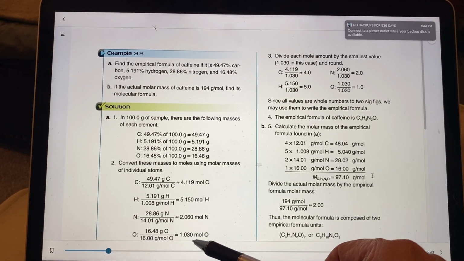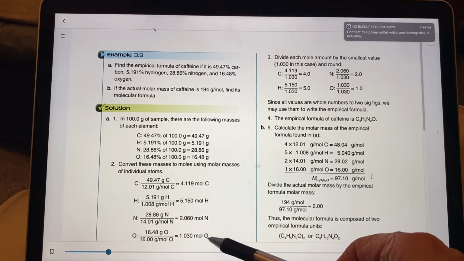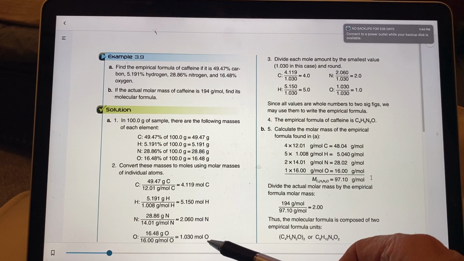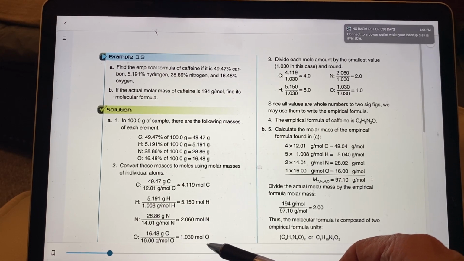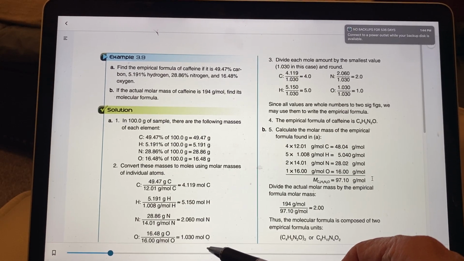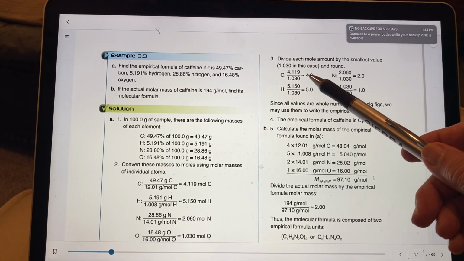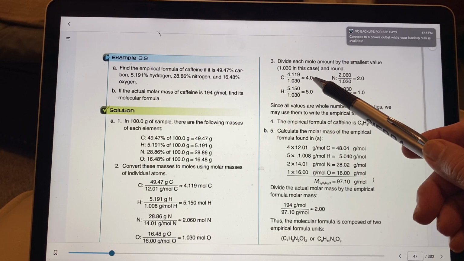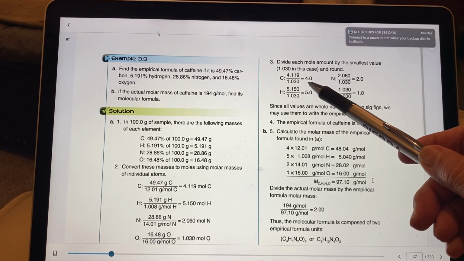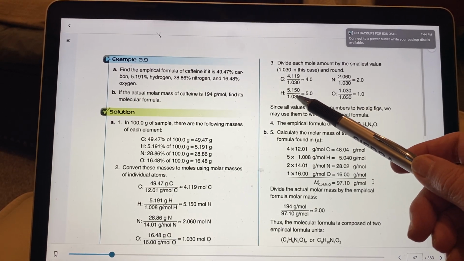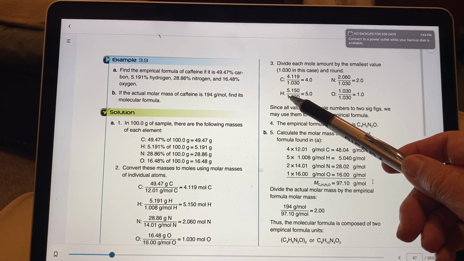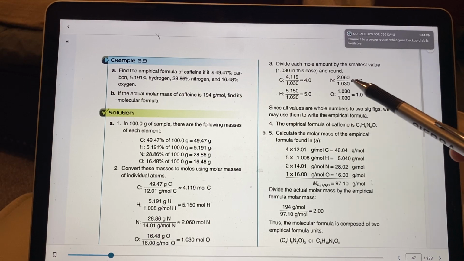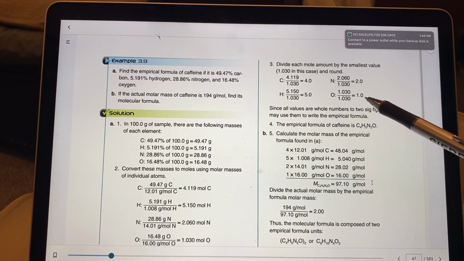1.030. I'm not sure why they picked the smallest value, but I guess the smallest value would give you the best number, the closest number to the ratio, right? So if we divide 4.19 by 1.03, we get just close to 4. 5.15 divided by 1, it's almost like 5 divided by 1 is 5. 2 divided by 1 is 2. 1 divided by 1 is 1. So we have 4, 5, 2, and 1.